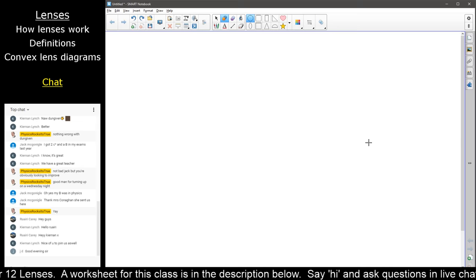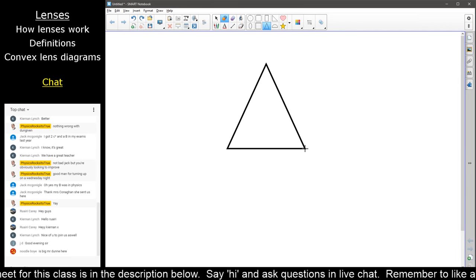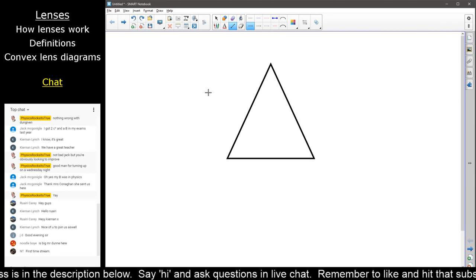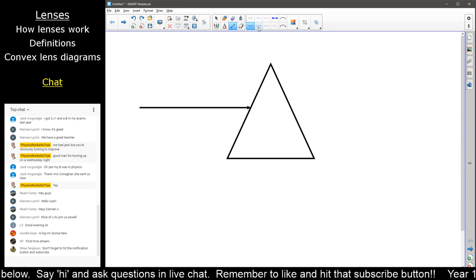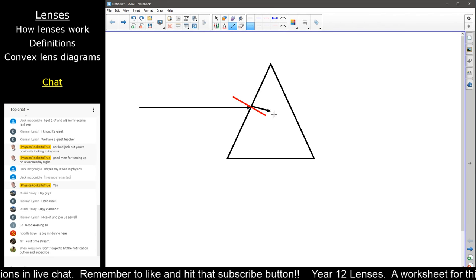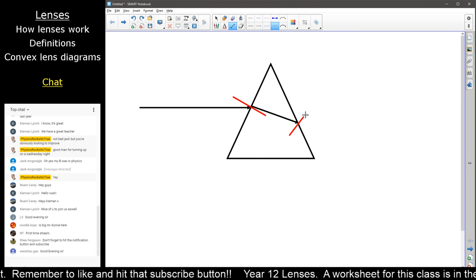Okay, on to lenses. Essentially, lenses are just an interesting form of refraction. From last week, if we look at our prism, if I had a ray of light traveling towards a triangular prism like that, then you're moving from air into glass, so you'd get some form of refraction. You'd draw your normal in like that, and you'd have your light slow down and bend towards the normal, and then draw your second normal on the way out.